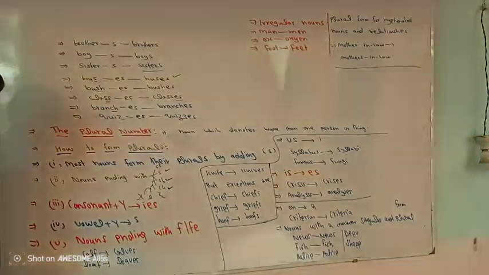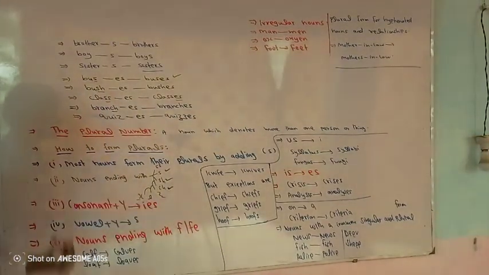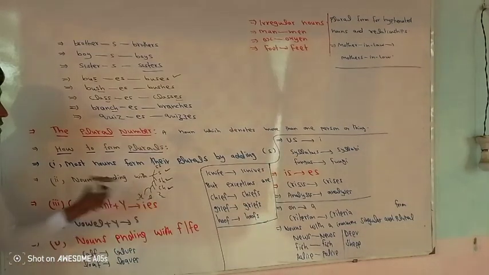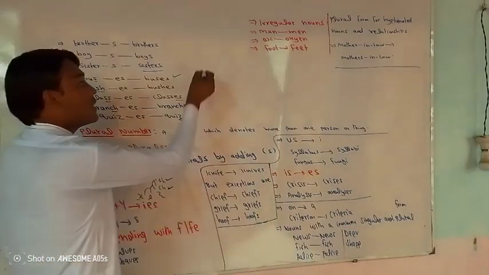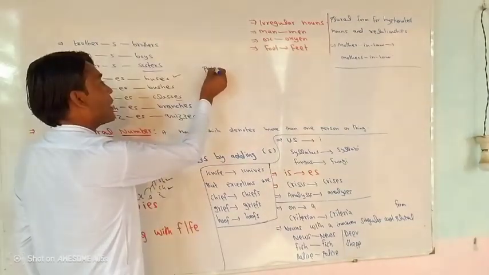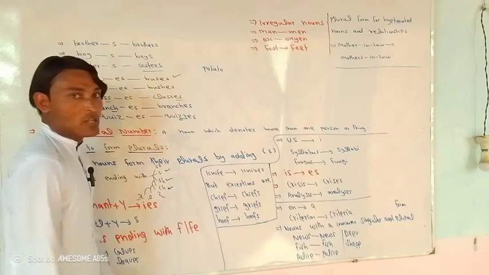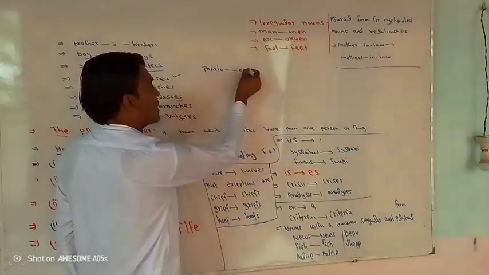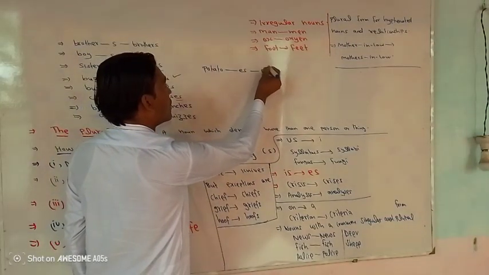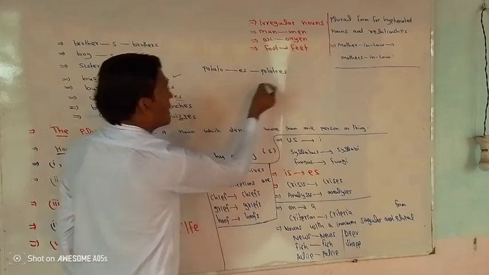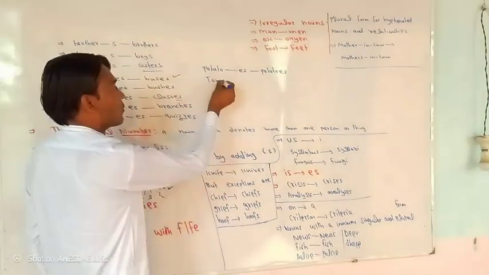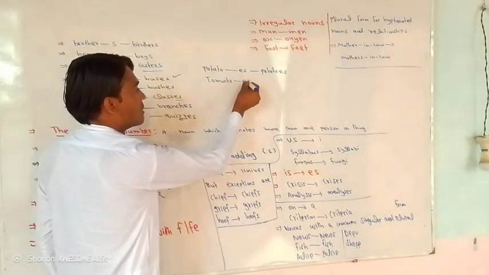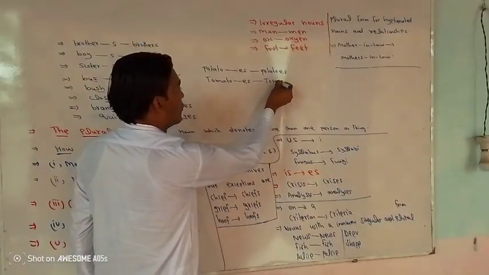Next, we have o or x. There are some exceptions. Some of the nouns can be changed by adding es. Some of the nouns can be changed by only s. For example, I want to give an example about o. Like I say potato. If I want to make it plural, what will I do? I will add es. That will be converted to potatoes. Like I said tomato, I can say tomatoes.